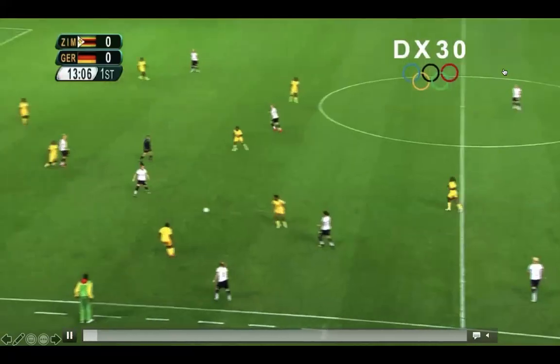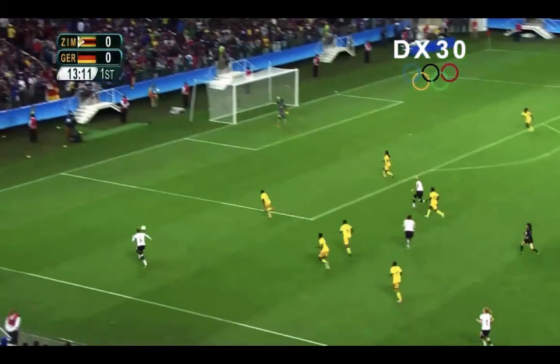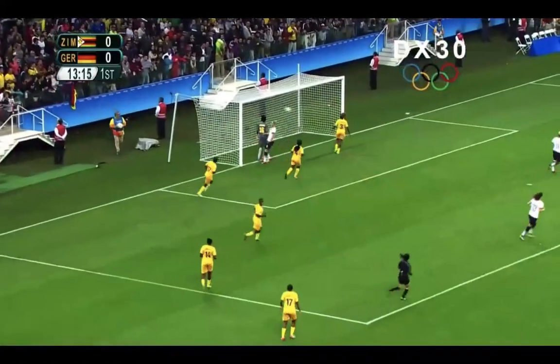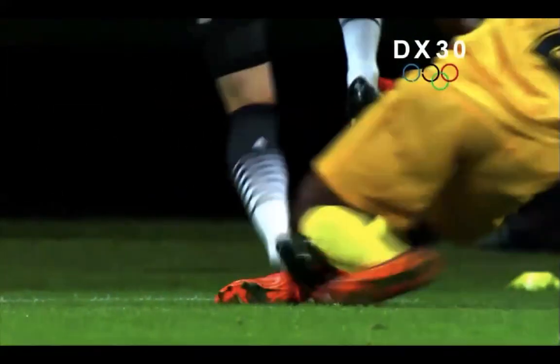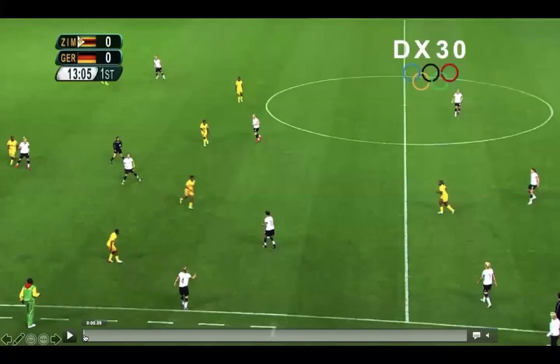Watch it one more time in real speed, and then we'll go back and look at it. So there's two key parts to this clip that we want to look at.